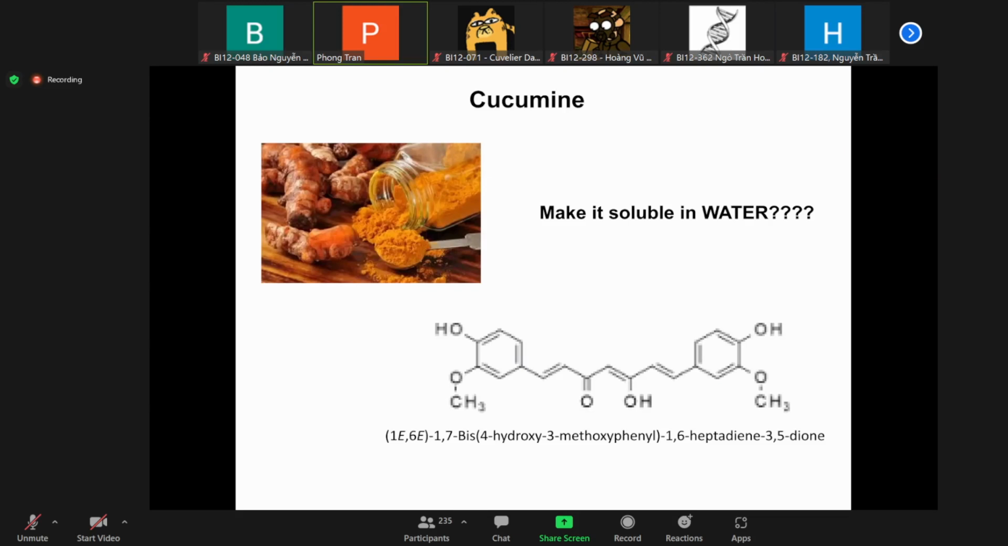can you predict what the polarity of this compound could be? Do you think this compound will be soluble in water? If it's soluble in water, why? If it's not soluble in water, then why? And in the case it's not soluble in water, how can we improve the solubility of this compound? Can anyone comment on these three questions?